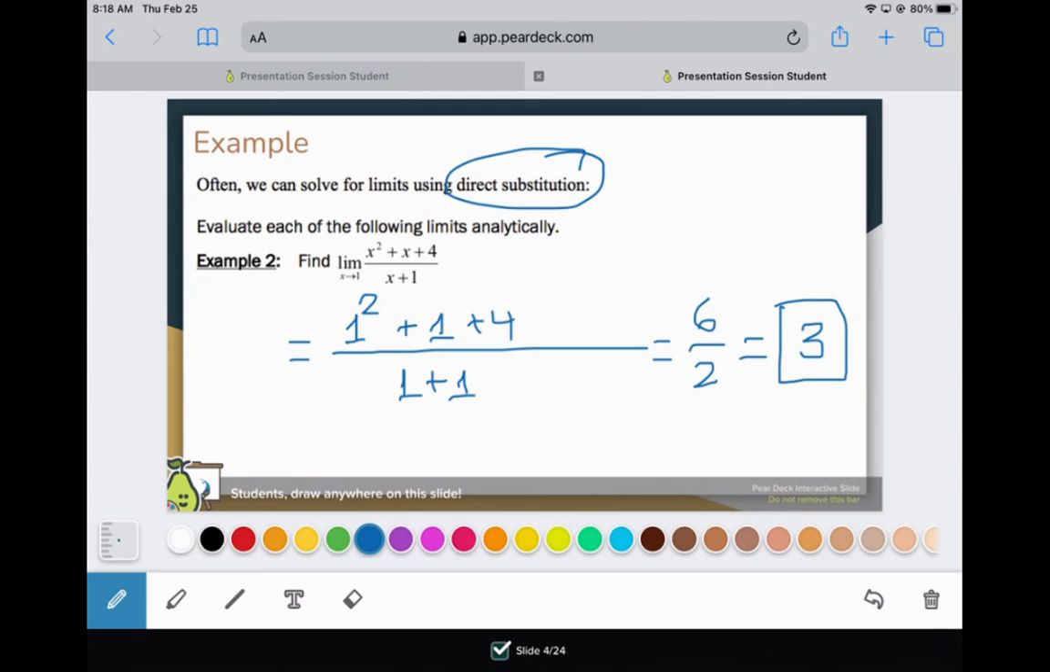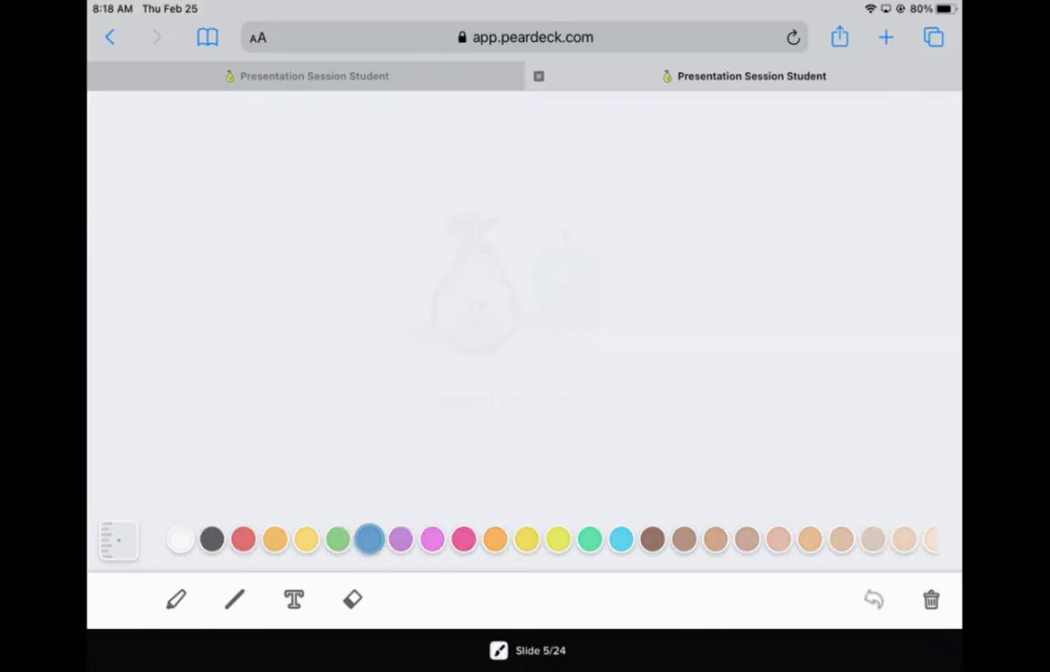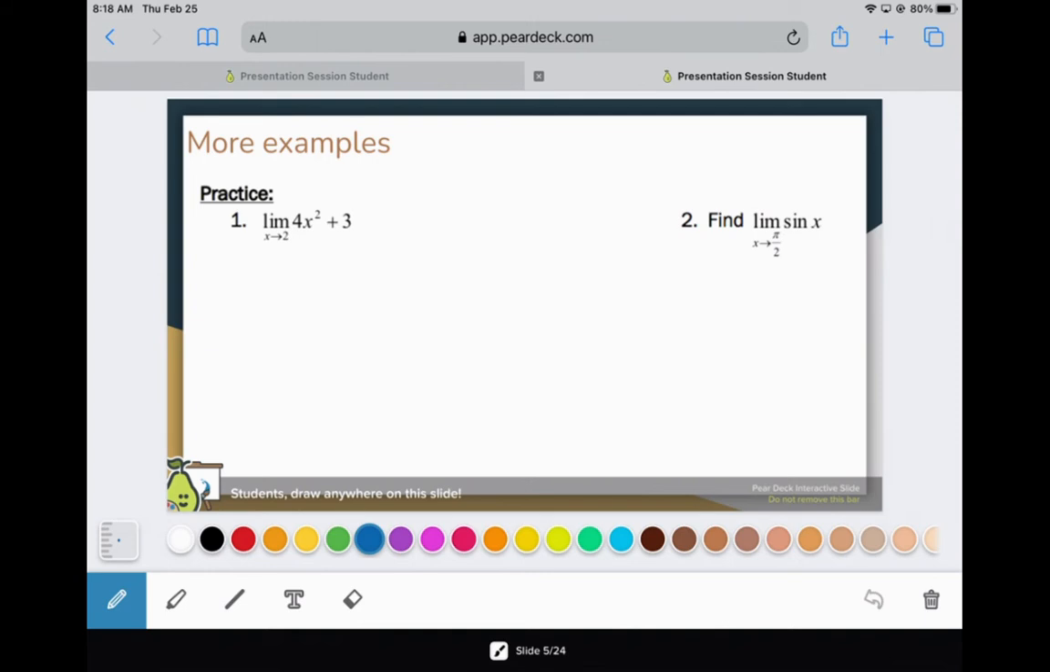Easy enough? The only problem is that if you're going to use a calculator and you don't do it right, you may get a wrong number, okay? All right, so I'm going to ask you to do these two for me. Go ahead and start.